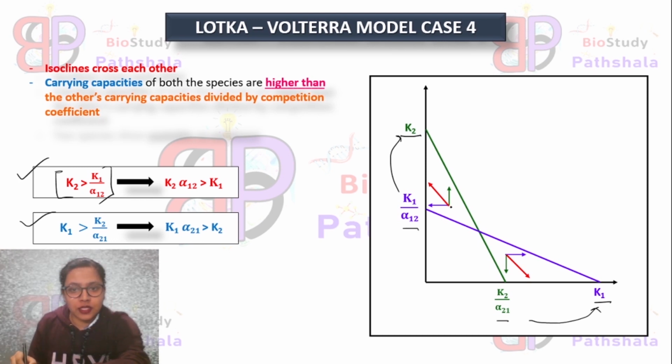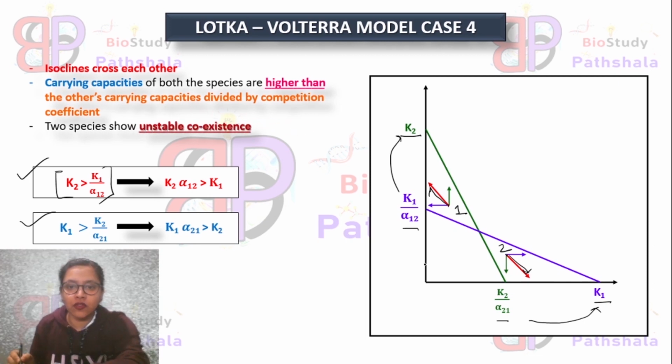Now we will assume 2 points again, say this is the first point and this is the second point. The first point is showing increasing kind of population for species 2 and decreasing kind of population for species 1, while the second point will be showing the increasing kind of population for species 1 and decreasing kind of population for species 2. And the resultants of these 2 points are repelling each other or not facing each other, right? So here the conclusion will be the unstable kind of coexistence.